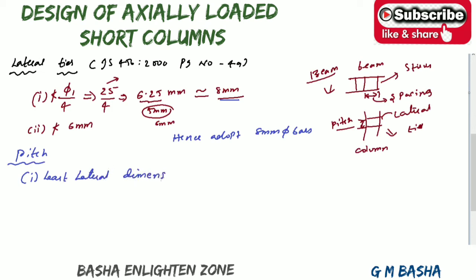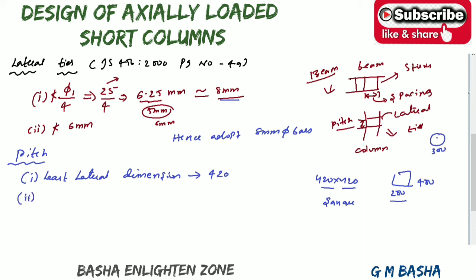So what is the least lateral dimension? Here we are using a column of 420 by 420 mm. If it were a rectangular column, say 200 by 400 mm, we would take 200 here. But for a square column both dimensions are the same, so there is no least and no highest value. Therefore there is only one value, which is 420. In the case of a circular column, say diameter 300, directly take the diameter. So that is the first condition.